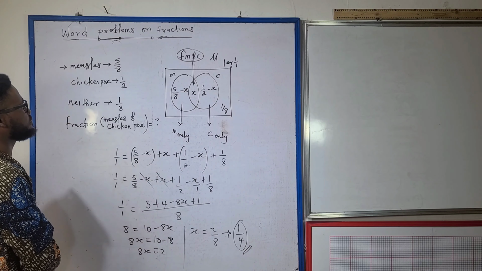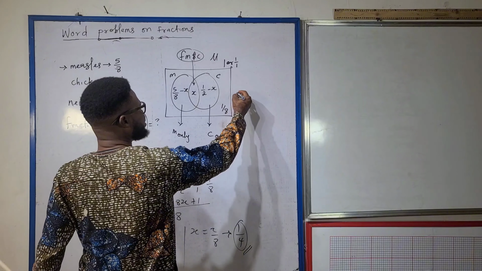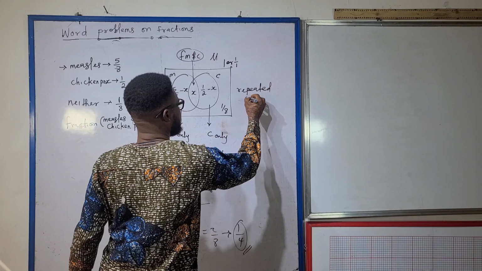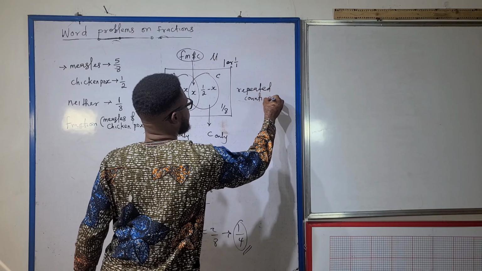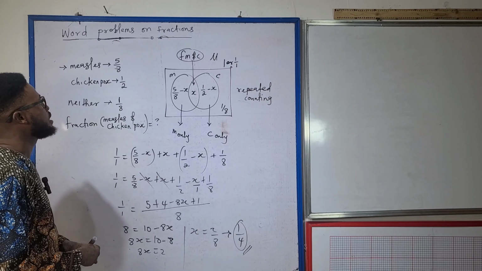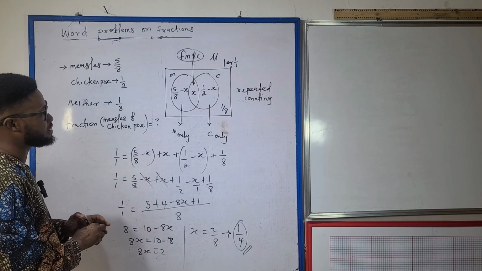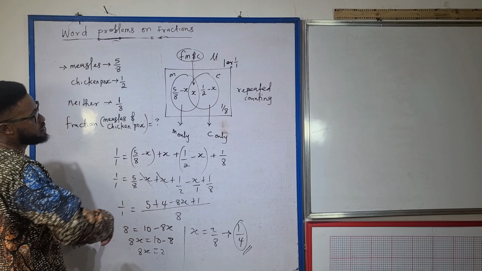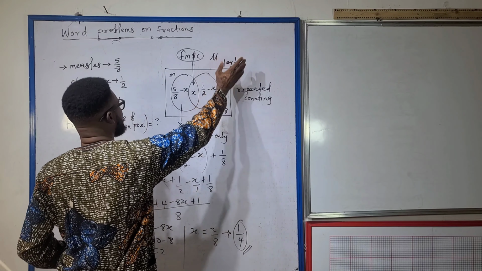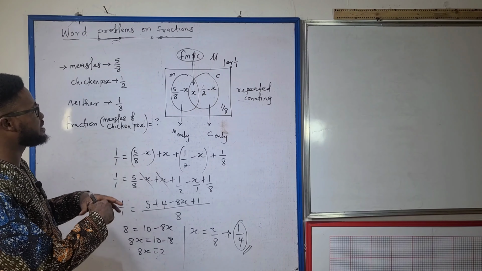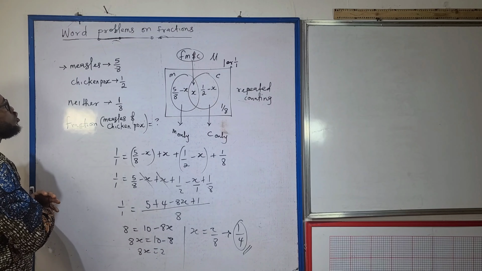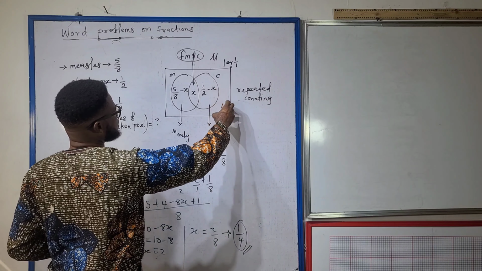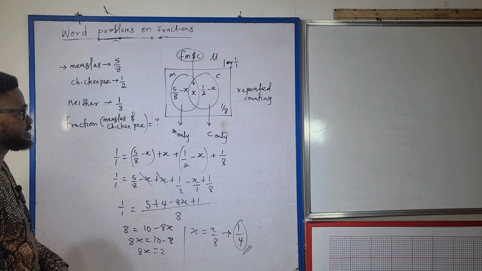What did we make use of here? We made sure we avoid repeated counting. But in this case, we're dealing in terms of fractions. And because we know quite well that the total fraction is always 1 or 1 over 1, that makes it easier for us to know that this is going to be our universal set, and the fraction of those who had neither measles nor chicken pox was just put outside of the set here.